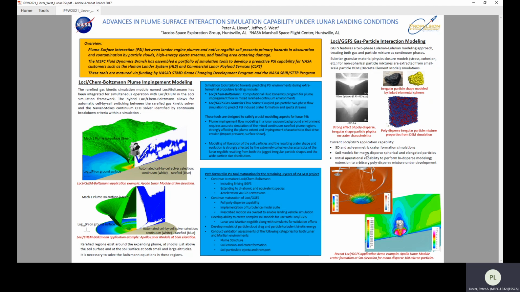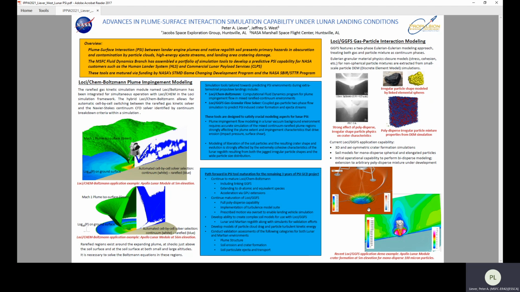The current capabilities of GGFS have monodispersed particles and elongated particle capabilities. Initial capabilities to perform bidisperse and eventually arbitrary polydispersed mixtures are in development and are being evaluated at this time. At the bottom, we see a simulation depicting the current capabilities. This is a plume impingement from an Apollo lunar lander at 5-meter elevation, and the resulting crater predicted with GGFS after a 2-second plume impingement on a surface of 100 micron spherical particles.